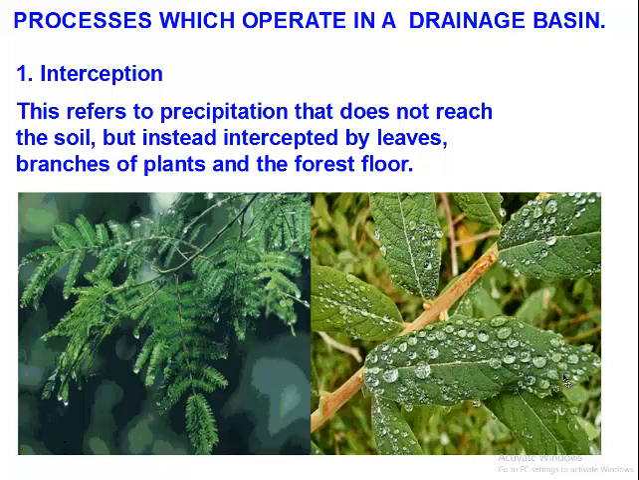That means it does not get to the soil directly, but instead it is intercepted by leaves, branches of plants, and the forest floor or the vegetation. So when we talk about interception, we are talking about the water that is intercepted by the plants or the leaves of plants or trees. Normally they form canopies, and sometimes they take the majority of the rain. Sometimes when it's raining and you stand under those trees, you don't even feel the rain. Why? Because they serve as an interception of the rain. That means it does not allow the rain to directly get to the soils.